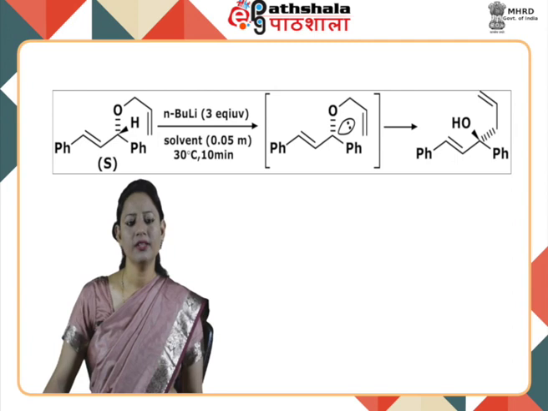Carbanions having chiral centers are also known. Such chiral carbanions can be generated from a chiral substrate. Here in this example, you can see a chiral substrate having S configuration, when treated with n-butyl lithium, gives a carbanion species in which the carbon carrying the negative charge is chiral.